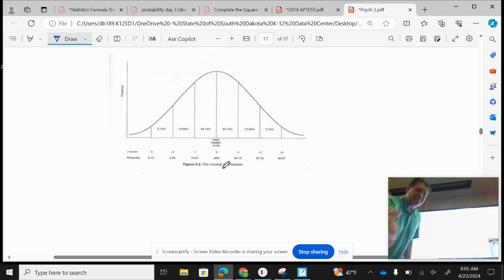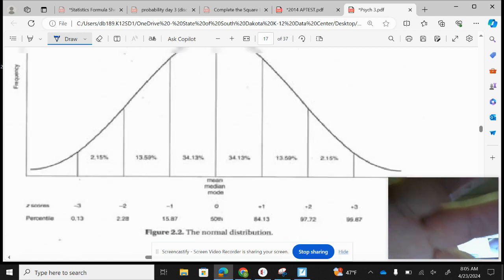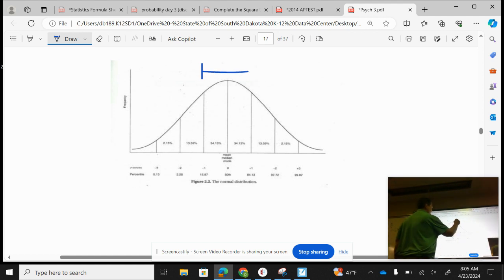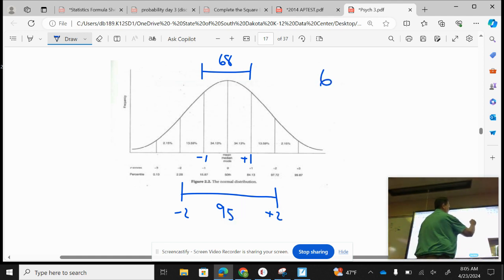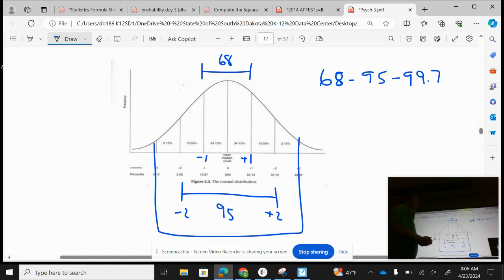All right, now this one. Back in Algebra 2, you memorized some values. In statistics, we try to remember that if you go from one standard deviation below to one standard deviation above, there's 68% of the curve. If you go from two below to two above, there's 95% of the curve. So we call this rule the 68, 95, 99.7. If you go from 3 standard deviations below to 3 above, you have 99.7.